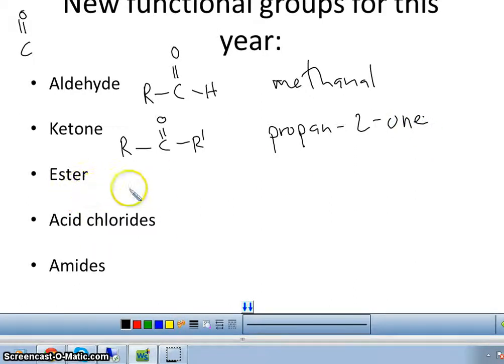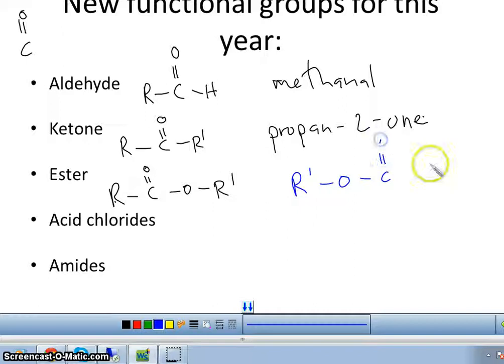Cool. Esters, very cool. I love esters. This is R, C double bond O, O, R dash. Of course, I could just draw that around the other way and have R dash O C double bond O R. Same thing.